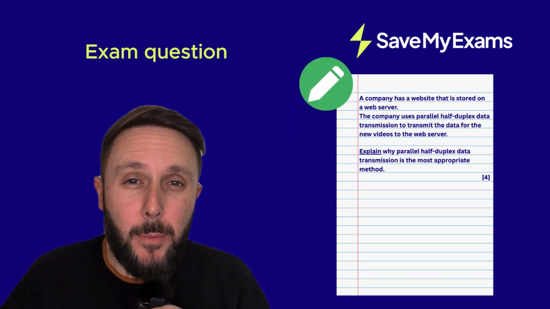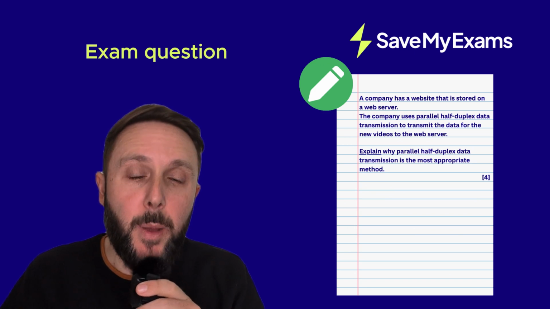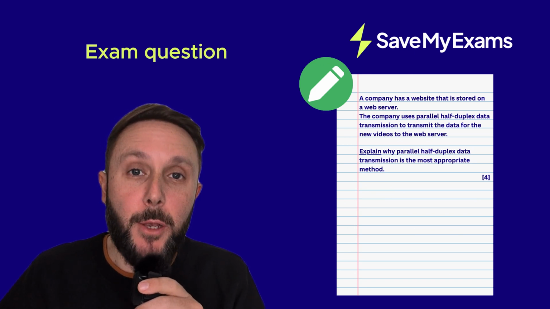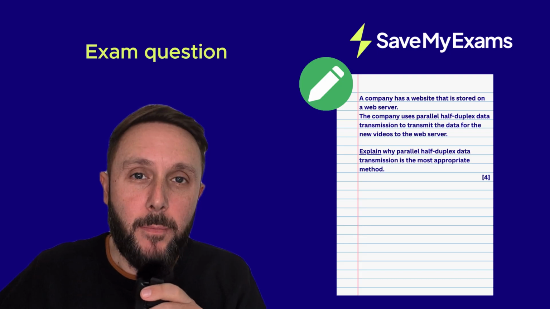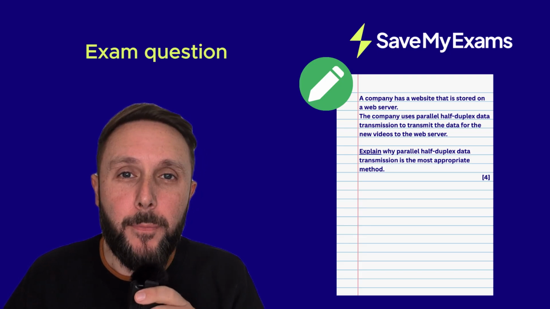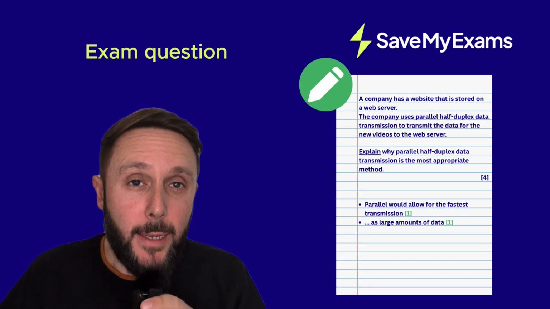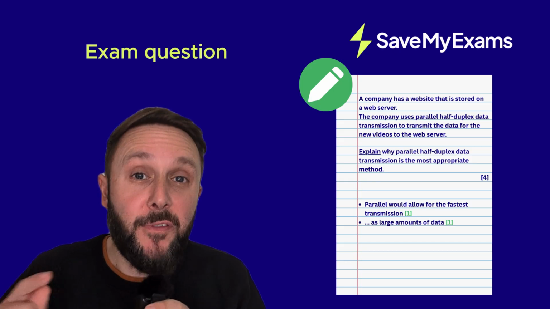Okay, so let's have a look at an exam question. A company stores its website on a web server, and it uses parallel half duplex to transmit new video data to the server. Explain why this transmission method is appropriate. 4 marks. So the first quick and easy mark you should be getting is parallel transmission is fast.